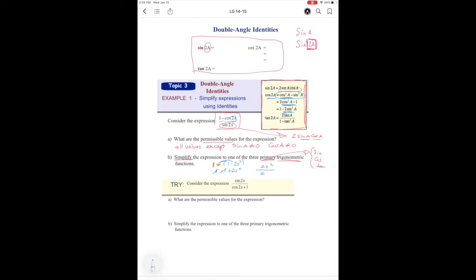Now on the bottom, you only have that one choice, 2 sine A cos A. Now we can start simplifying these things. So those take each other out, the 1 takes that out. So we're left with sine over cos, and we know that is tangent. So there's our answer. All right, so you guys try the other one and see what you get.